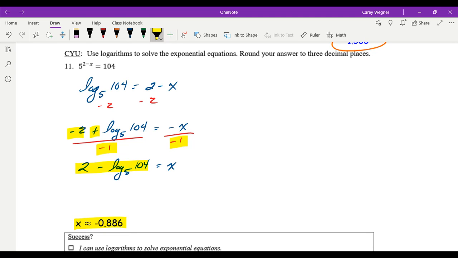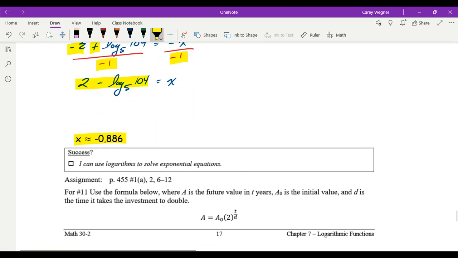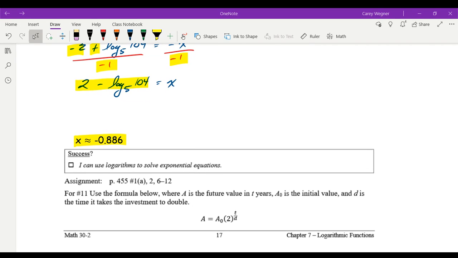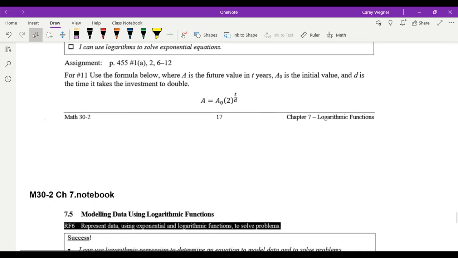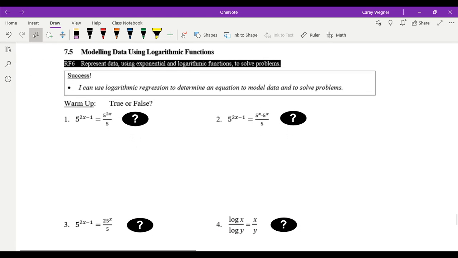So, how are you doing with solving exponential equations? This ends this lesson. Take some time to work through the practice questions, and then we will move on to our next lesson, which looks at modeling data using logarithmic functions. So that will be using logarithmic regression, just like we've used regressions for linear functions, for quadratics, for cubics, for sinusoidal functions, and for exponential functions. All right, I'll see you in the next video.